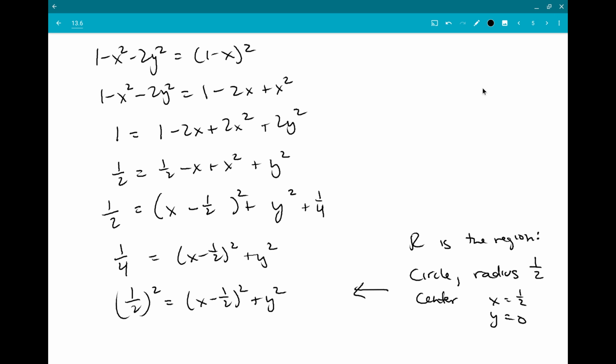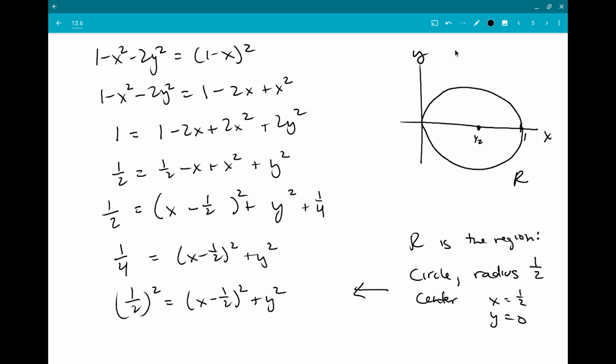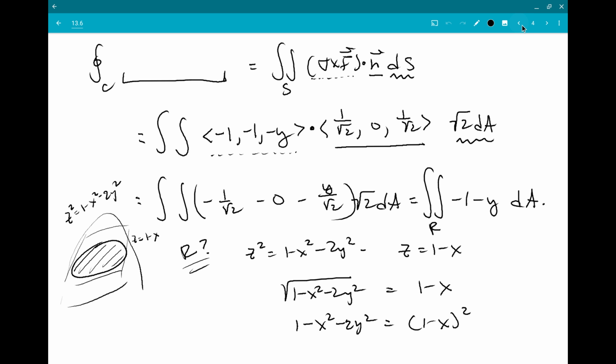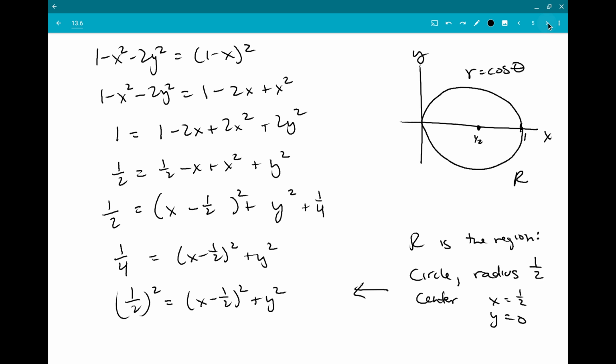And what we're going to have to remember from when we did polar coordinates, oh gosh, that's crooked, is that this is the circle I just picked. Imagine I was better at drawing it. This is the region R that we're trying to describe. And we learned in that section that this type of circle can be described by r equal cosine theta. So we could go ahead and set this up as what was inside our integral: minus 1 minus y.